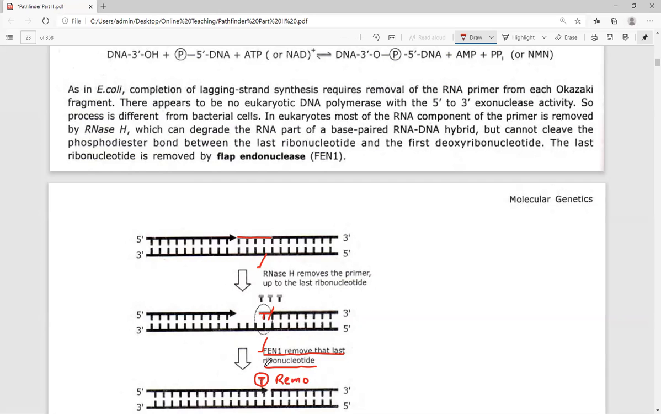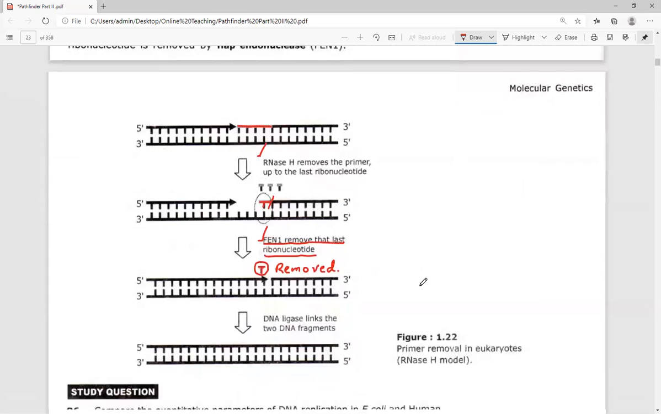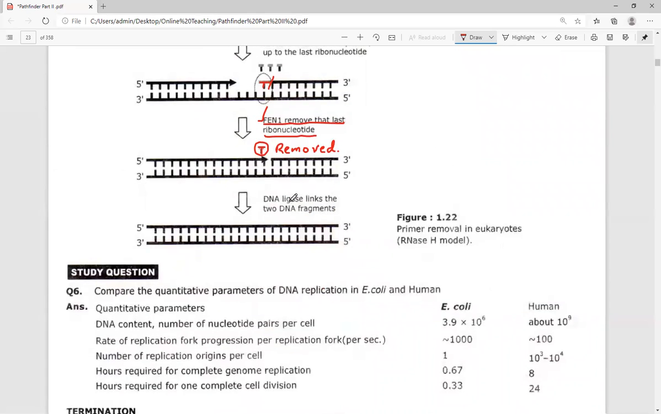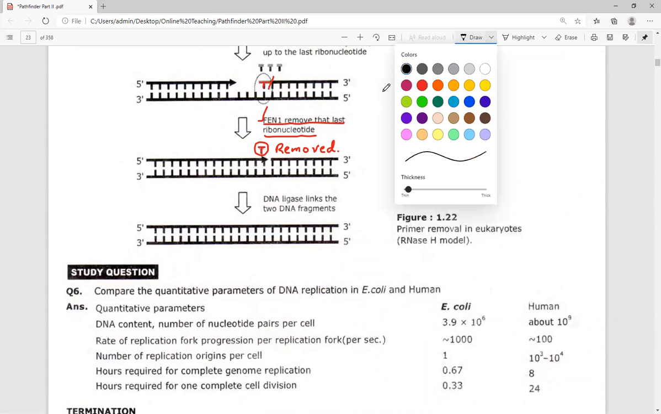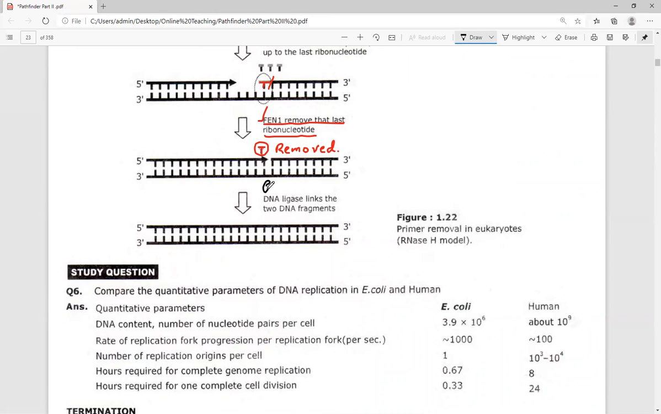Once it has been removed, the gap is filled, or sealed, with the help of the DNA ligase enzyme. Gaps are sealed with DNA ligase linking the two DNA molecules together, and you have an intact double stranded DNA molecule.